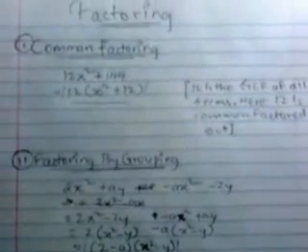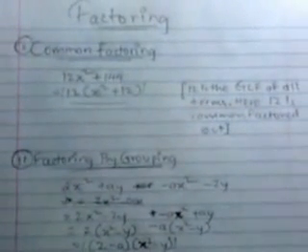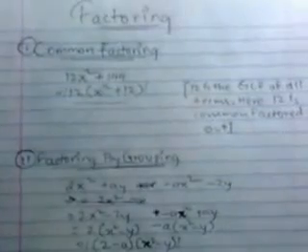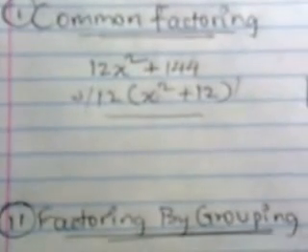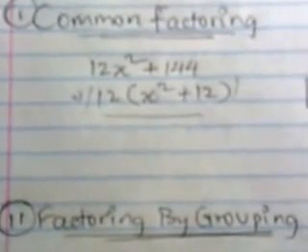Factoring basically has 6 methods, factoring quadratics in specific. These are the 6 methods we learn in grade 10 and use in grade 10. The first one is common factoring. This is definitely the easiest method.